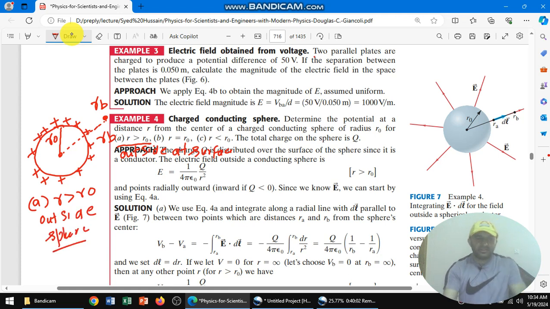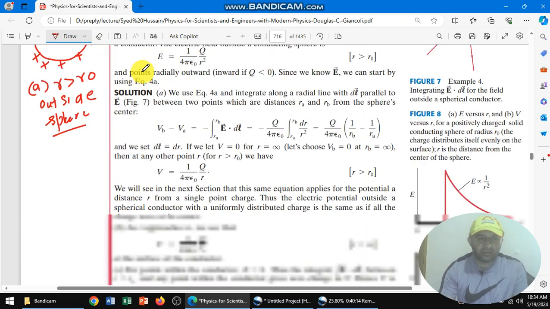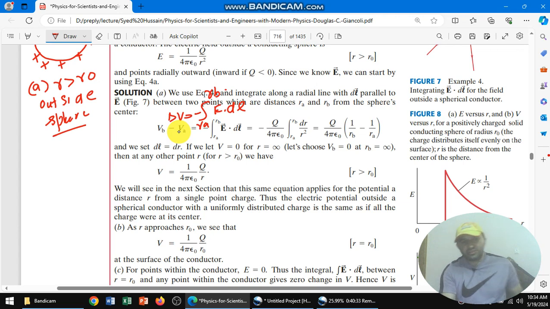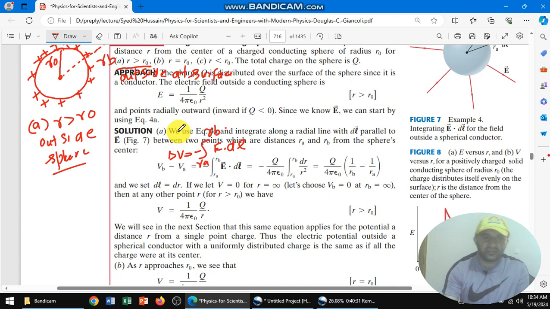In order to find the potential outside the sphere, we use the formula of potential gradient, that is del V is equal to minus the line integral of E dot dl, from RA to RB. Now we put the intensity formula. We know that the intensity E is equal to 1 over 4 pi epsilon naught into q over r square. So if we put in the value of E, we get 1 over 4 pi epsilon naught q over r square. So I solve separately.